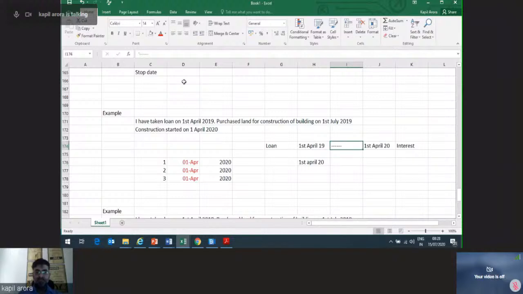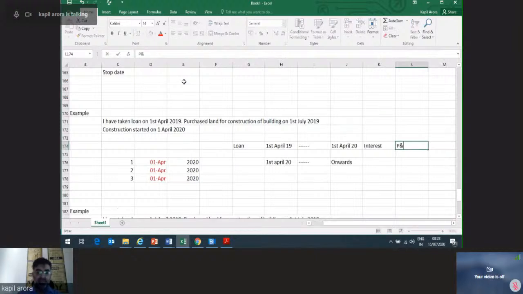From 2020 onwards, the interest which I am paying here will not be capitalized, but I am making the payment. So this interest will be taken to the profit and loss account. But this interest here, which is starting to be capitalized, will be added to the asset. I hope everybody is okay with that.